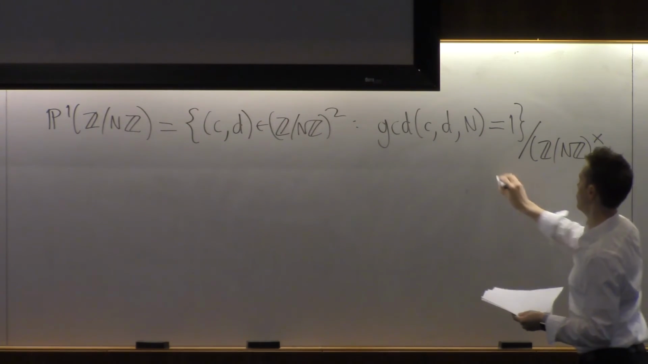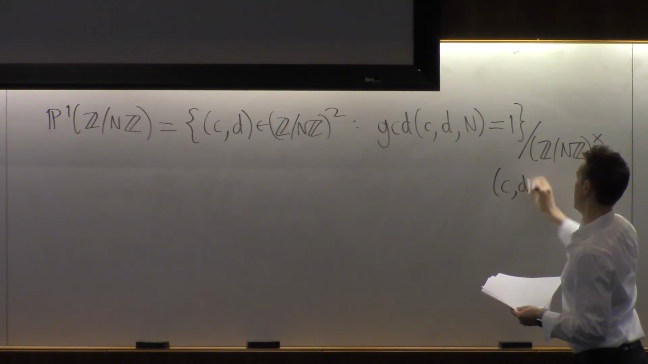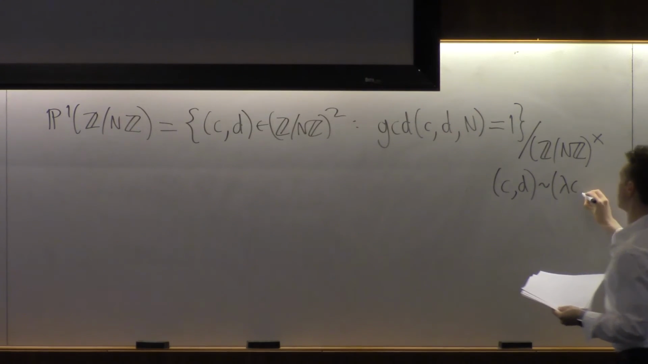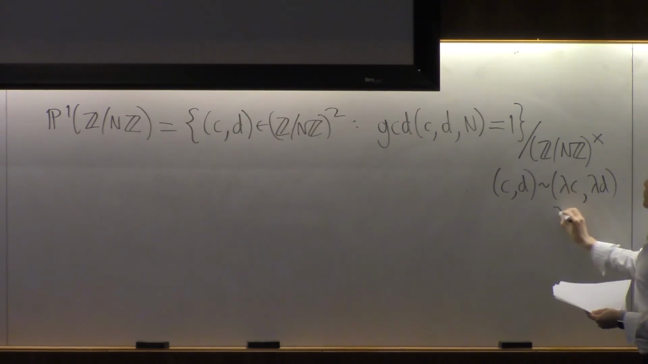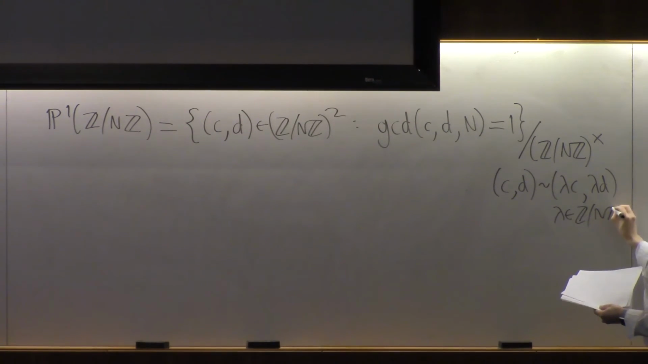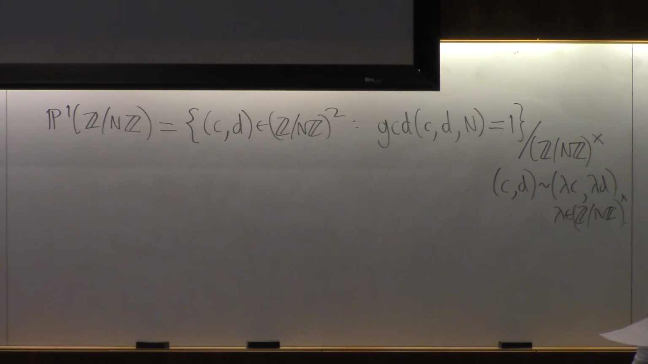This is the action where I take (C, D) and declare that it's linearly equivalent to (λC, λD) for λ in (Z/NZ)*. Just specializing the definition of P^1 of a ring to Z/NZ. So just think about what this tells you for N equal to a prime.